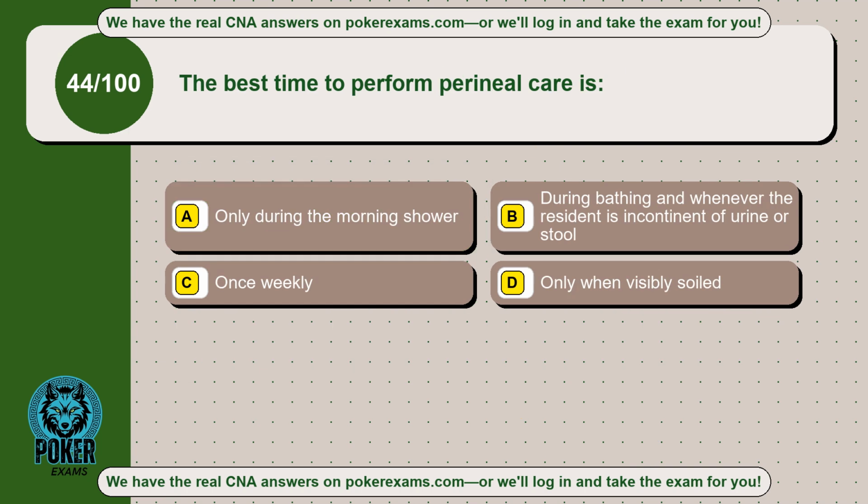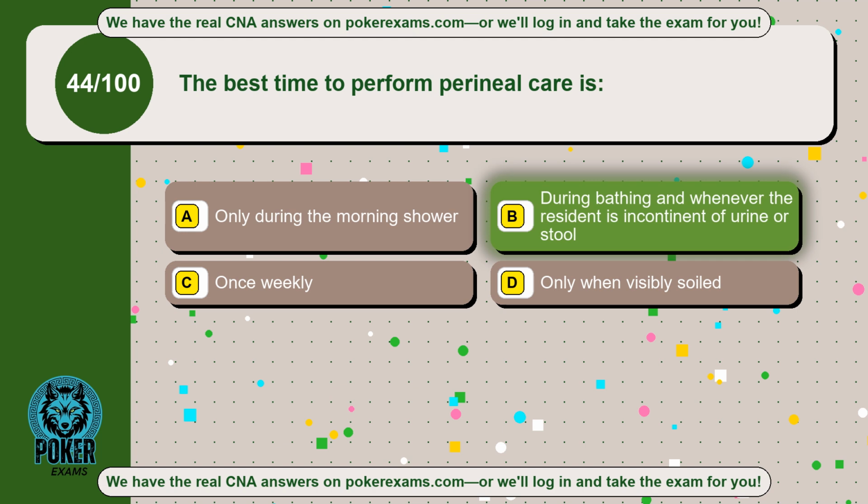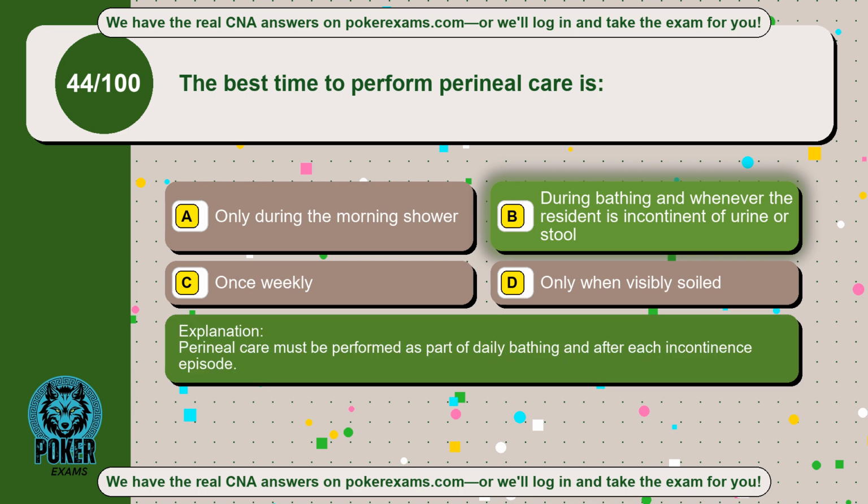Question 44. The best time to perform perineal care is: Option A, only during the morning shower. Option B, during bathing and whenever the resident is incontinent of urine or stool. Option C, once weekly. Option D, only when visibly soiled. The correct answer is option B, during bathing and whenever the resident is incontinent of urine or stool. Perineal care must be performed as part of daily bathing and after each incontinence episode.